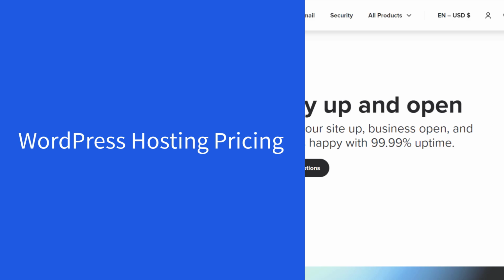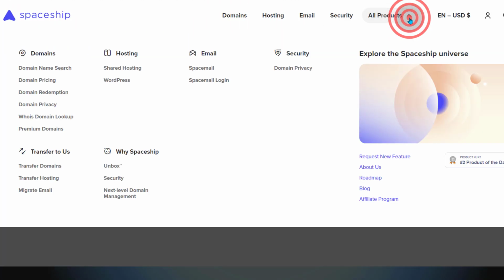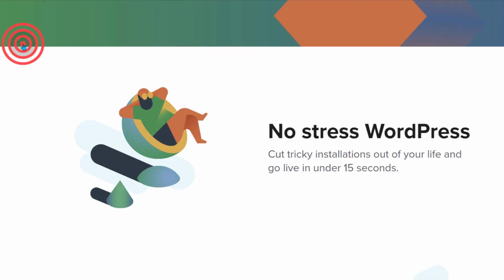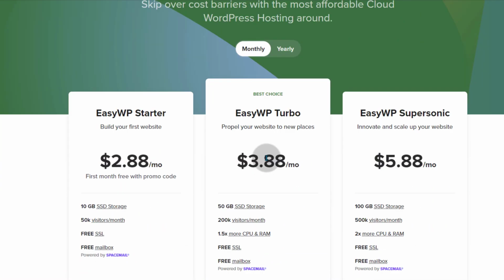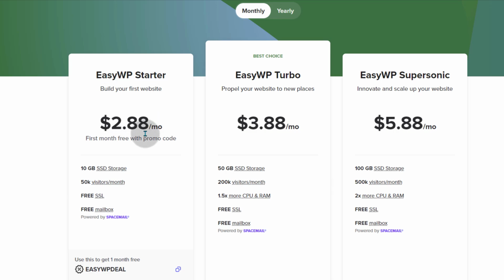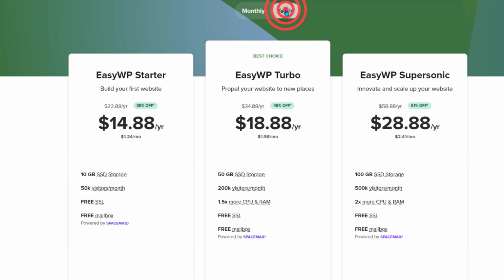Let's look at WordPress hosting. So if I go into all products, WordPress, pick a plan, Easy WP, you can see monthly, the first one, 10 GB. So if you're starting out, you can start with that. How about yearly? Yearly, you can see it's only $15 yearly. Wow, these are good prices.